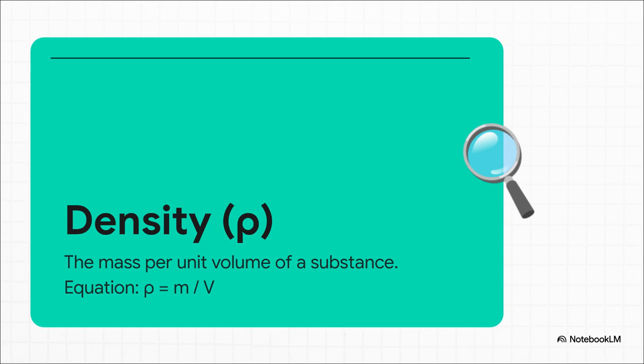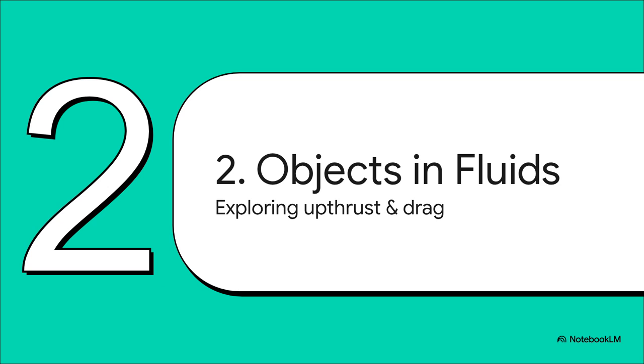The equation couldn't be simpler. It's just mass divided by volume: rho equals m over V. Let's lock this one in. It's our first key formula. Okay, so we've got density down.